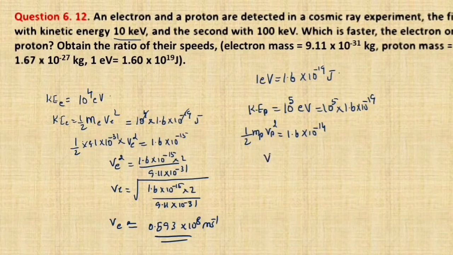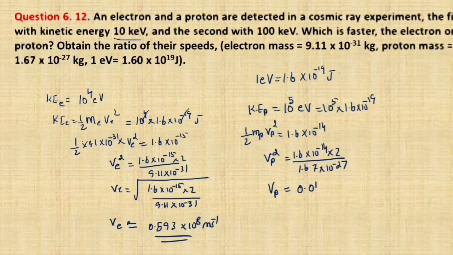So we can calculate vp the same way. vp square is equal to 1.6 into 10 to the power minus 14 into 2 divided by the mass of the proton, which is given as 1.67 into 10 to the power minus 27. If you find the square root, we can calculate vp is equal to 0.0438 into 10 to the power 8 meter per second.